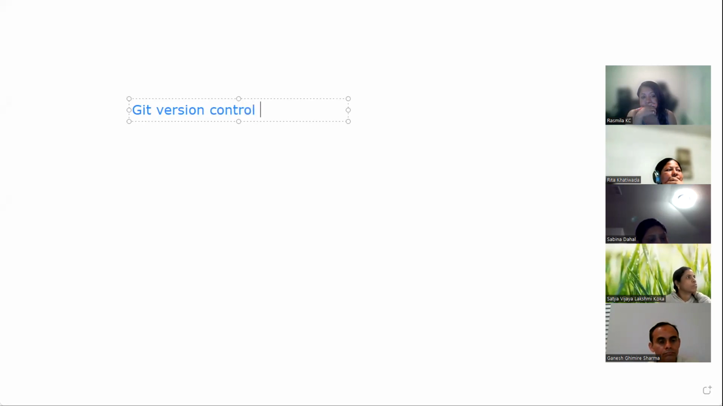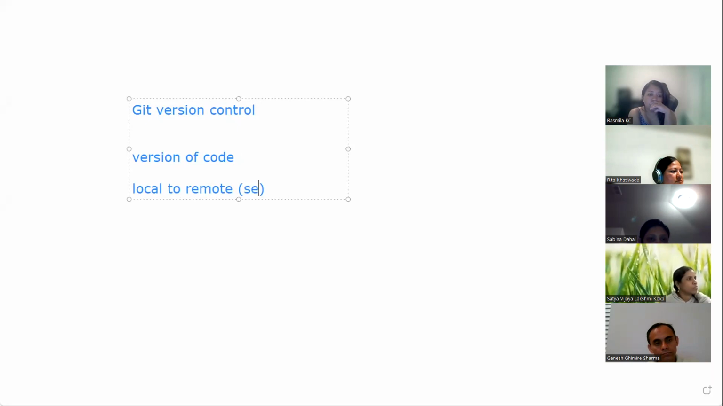What is the main purpose of Git? To control the version of code. Second would be taking the code from local to remote, so it's a sort of security. And then one more I had told is merging the code from different developers.